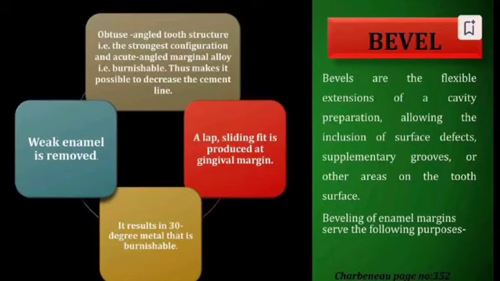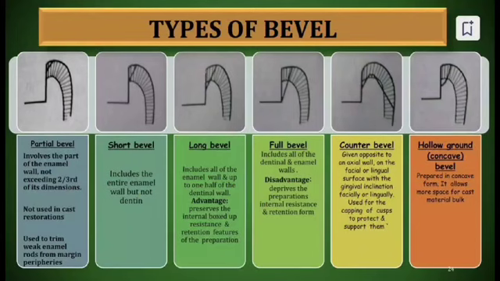So bevels are nothing but a flexible extension of a cavity preparation which allows inclusion of surface defects, supplementary grooves, or other areas on the tooth surface. So the types of bevel include partial, short, long, full, counter, and hollow bevel. So these are classified based on the inclusion of enamel and dentin in the bevel design.